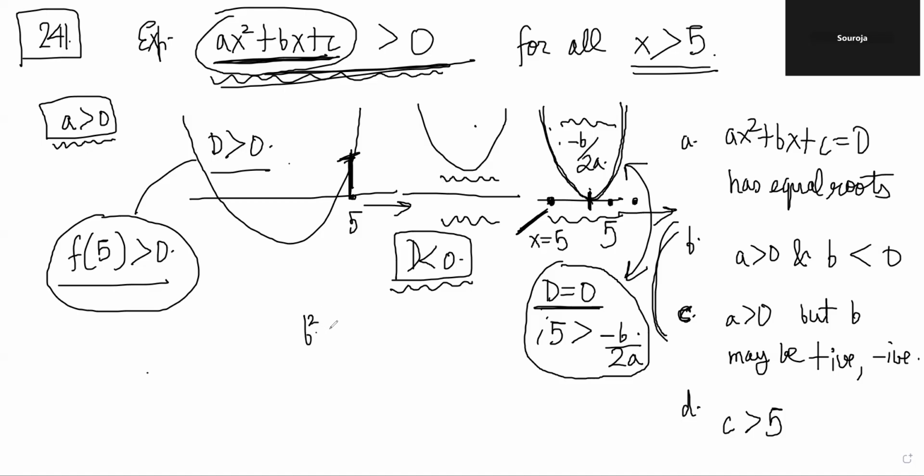This is the only case where we don't have to worry about anything for all x greater than 5. So b square minus 4ac less than 0. When will this happen? When 4ac is bigger than b square. a is bigger than 0, so c should also be positive.